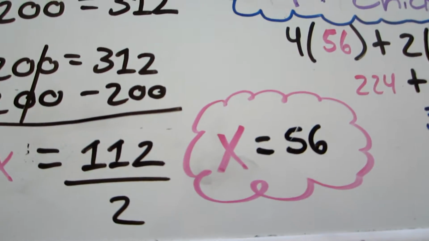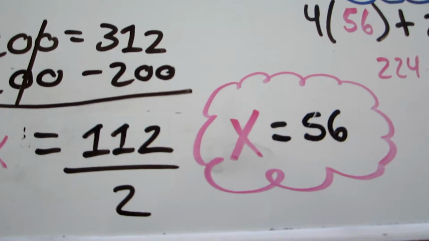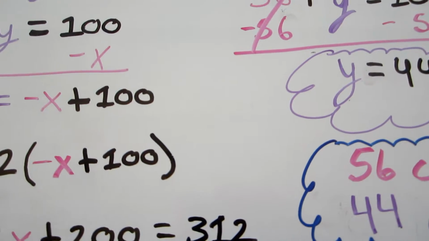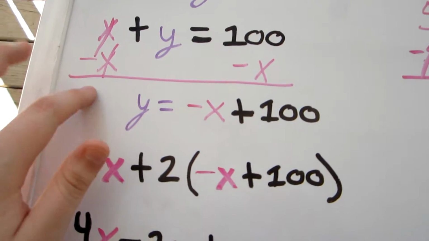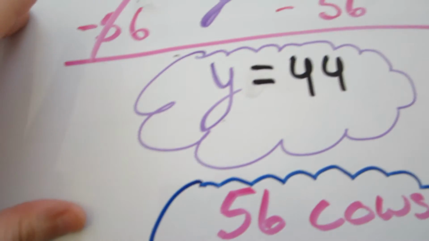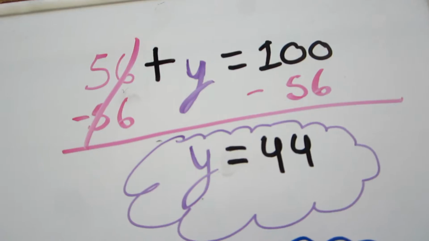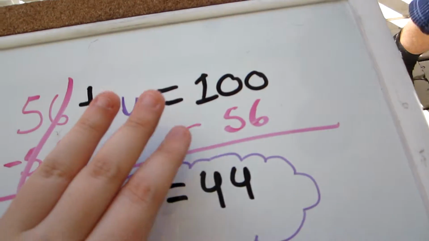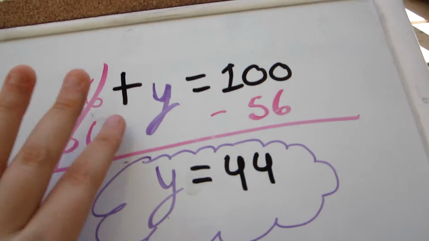Now to get y, and I should probably have mentioned this beforehand, x is denoted by the pink marker and y is denoted by the purple marker. Simply now, to get y, you plug the new value you have for x, which is 56, into the original equation. So it would be 56 plus y equals 100. And then if you subtract 56 on both sides, you get y equals 44.